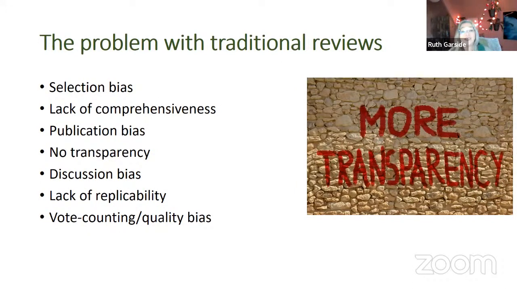We really need to look at the whole evidence base on a question to come to an unbiased conclusion about what's going on. They also may not be comprehensive, missing studies, and that may be linked to publication bias. We know that studies are more likely to be published if they have positive findings. They're more likely to be published in higher impact journals if they have positive findings. They're more likely to be published in English language journals if they have positive findings. And so this can lead to publication bias, where we are overestimating the impact.